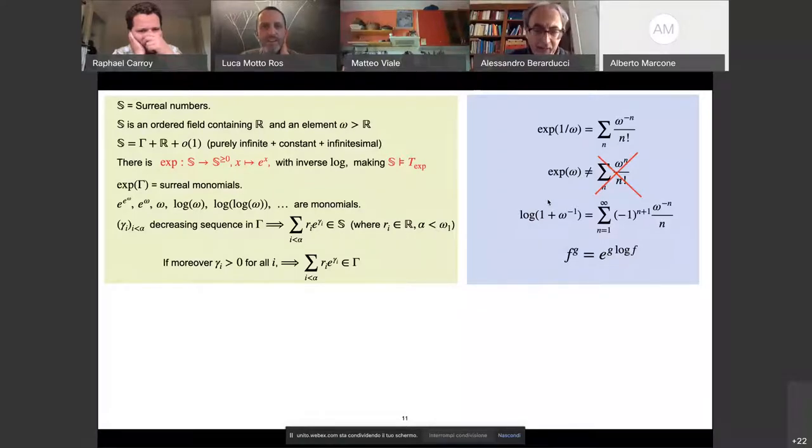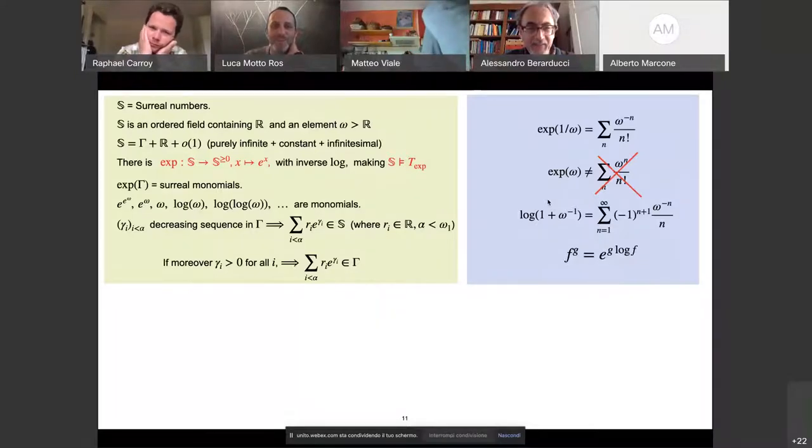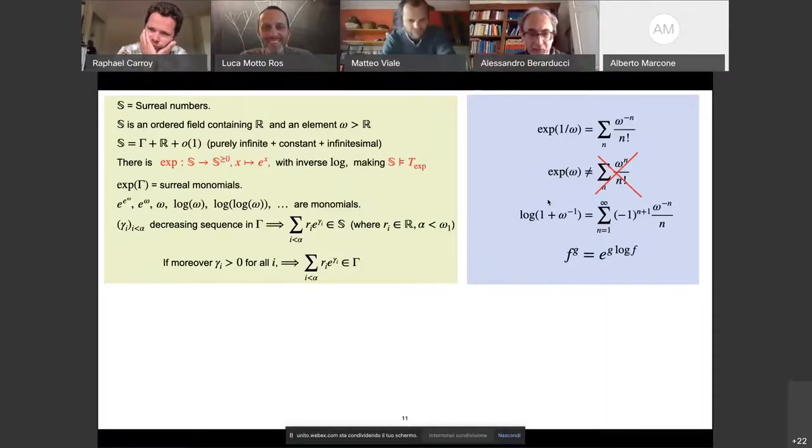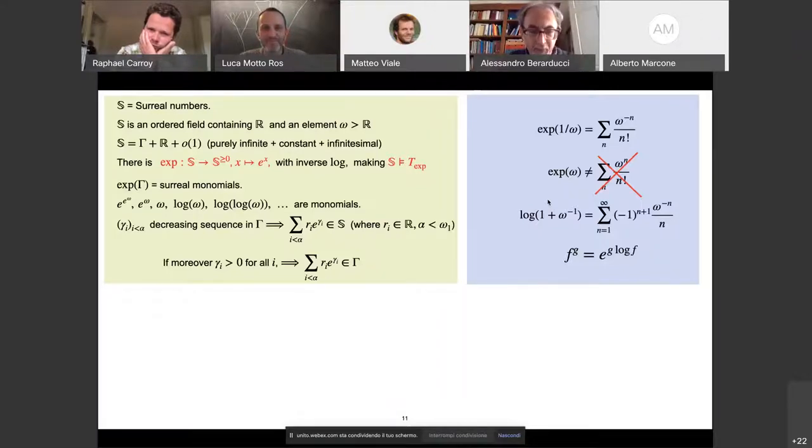But in my original slide, since I spoke to people who didn't like proper classes, I redefined the surreal numbers, saying that S are the surreal numbers of countable length in the binary tree, so up to level omega one, essentially. If you truncate the binary tree at level omega one, then alpha, of course, is less than omega one, and everything is a set and not a proper class, but everything works perfectly well. Sorry, this alpha is just an ordinal.